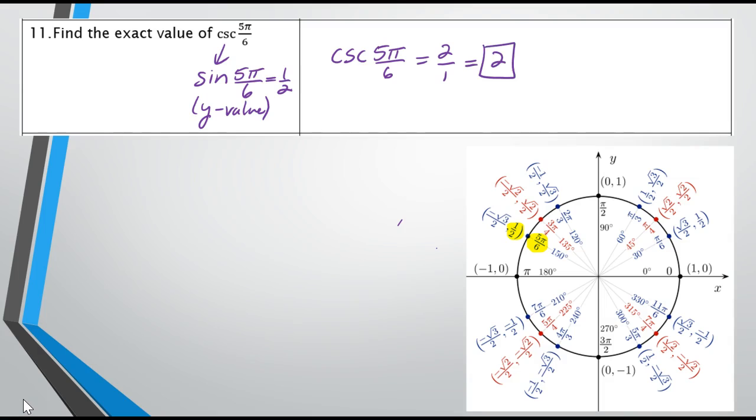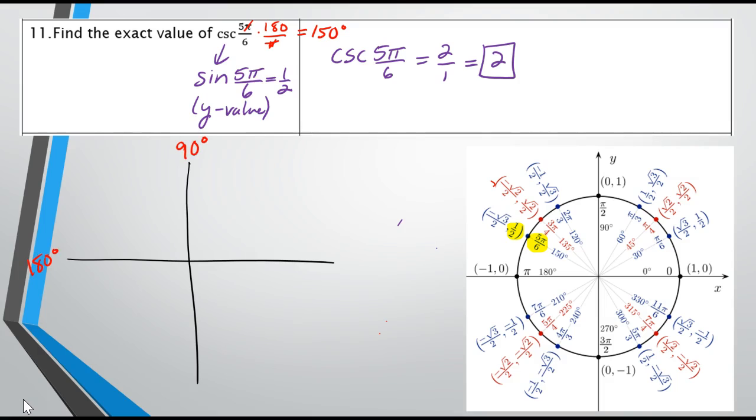Now if you were not using the unit circle, before we can do our angle, I think it would make our lives easier to figure out what 5 pi over 6 is in degrees. So I'm going to take this and multiply by 180 over pi. The pi's are going to cancel each other out. When you multiply 5 times 180 and divide it by 6, you're going to end up with 150 degrees. So the next thing I'm going to do is plot 150. I'm going to draw it in standard position here, and it would look something like that.